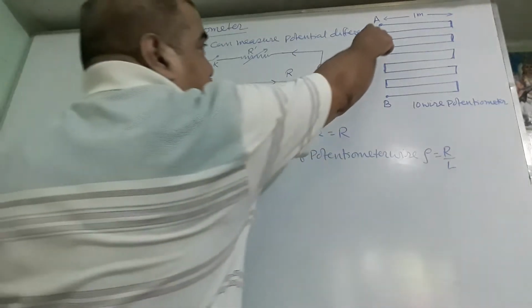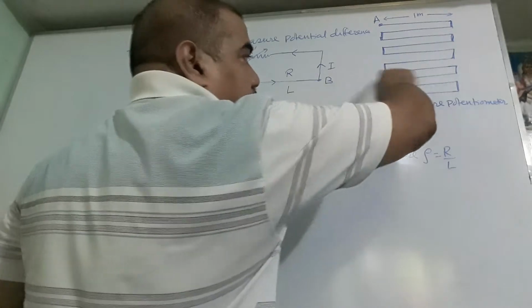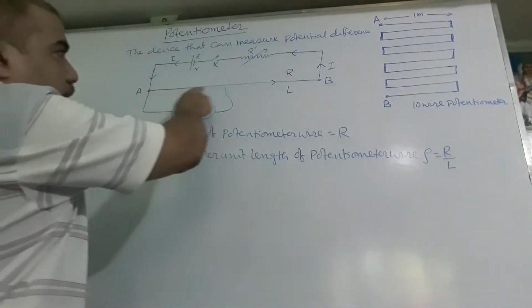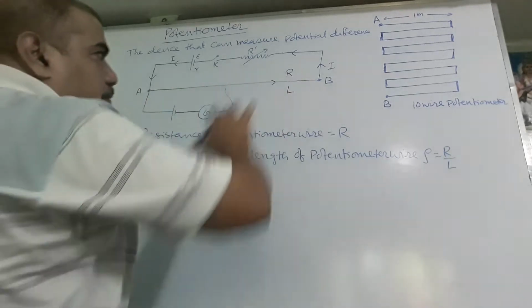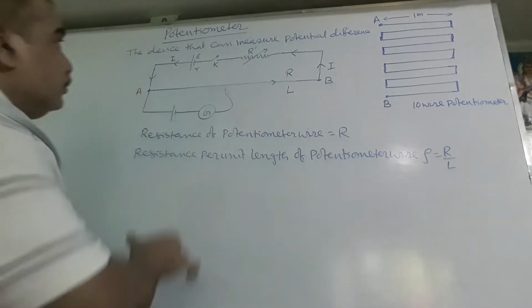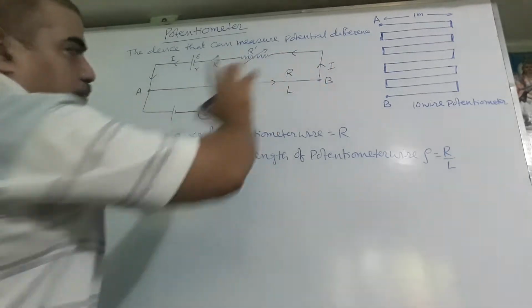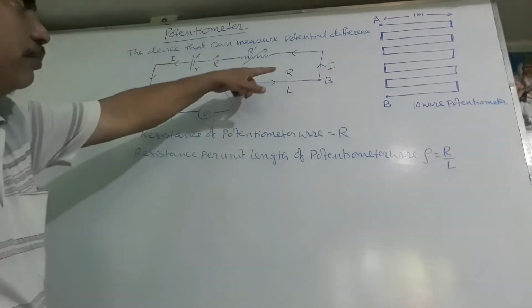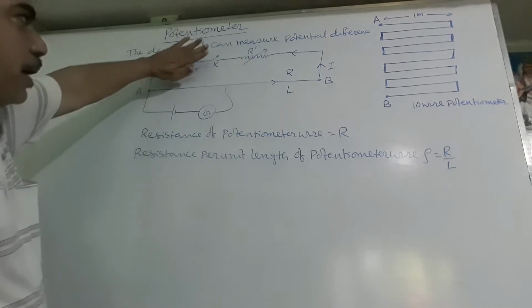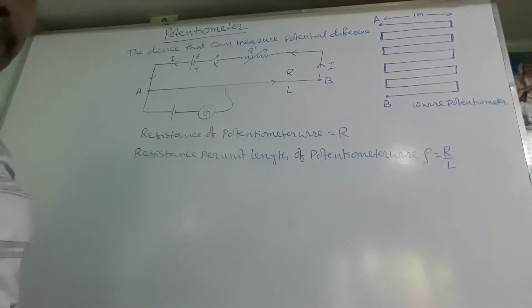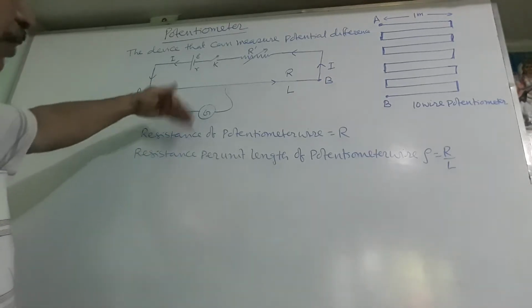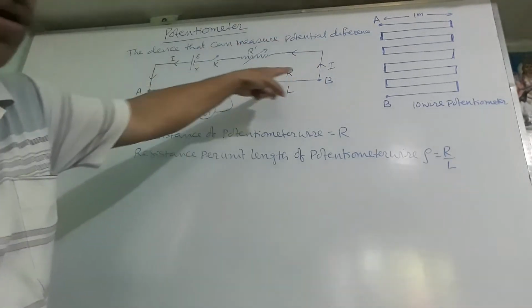Here, points A and B are actually 10 meters long, so we are drawing it like this. It may be 10 meters or 1 meter or 5 meters, whatever is given. It may be like this, points A and B. The main circuit of this potentiometer will be this one. This part is fixed. This part will keep changing according to different applications, but this part will always remain the same.